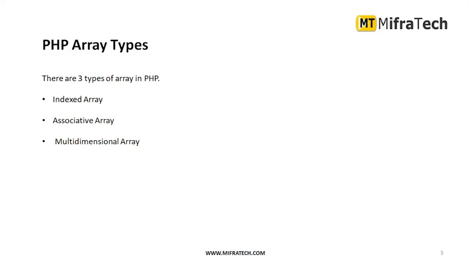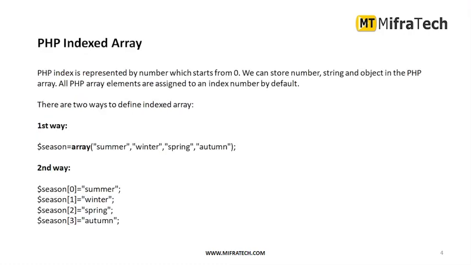And there are 3 types: indexed array, associative array, and multidimensional array. Let's see one by one. Indexed array: a PHP indexed array is represented by a number which starts from 0 to n. We can store numbers, strings and objects in the PHP array. All PHP array elements are assigned an index number by default, starting with the number 0. There are 2 ways of defining an array.